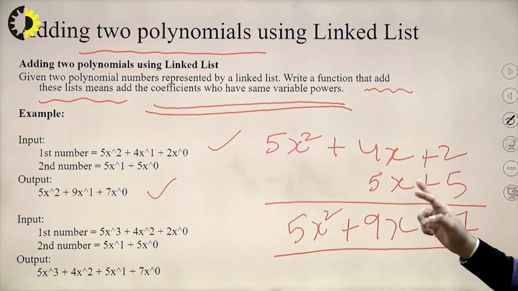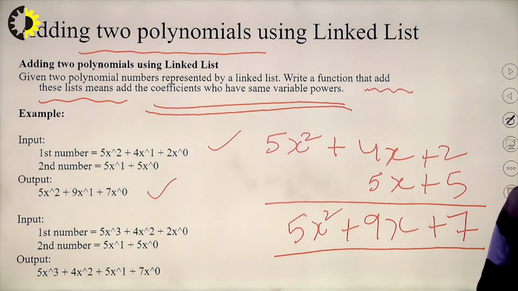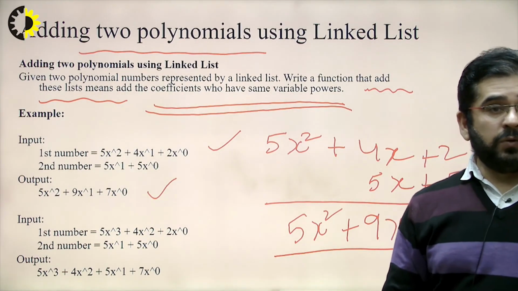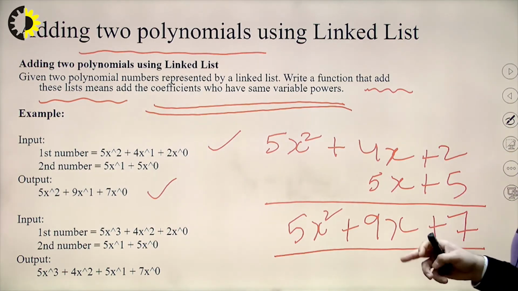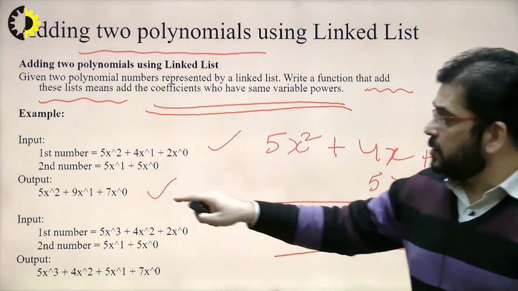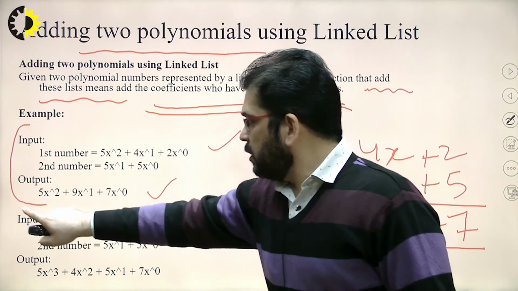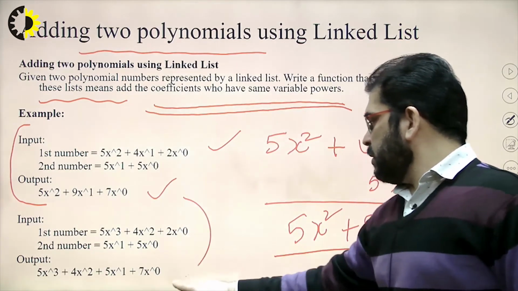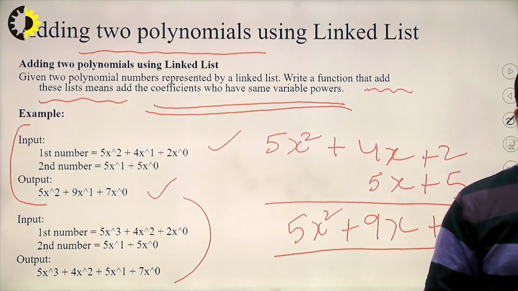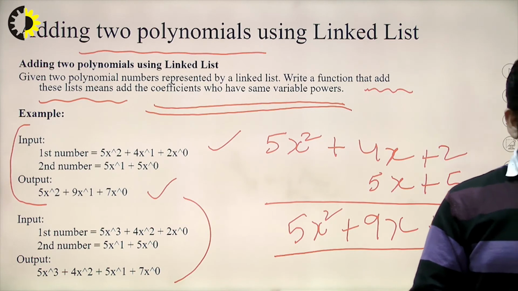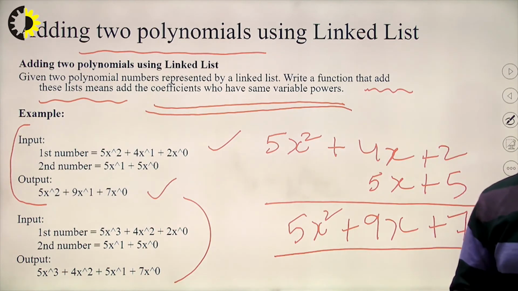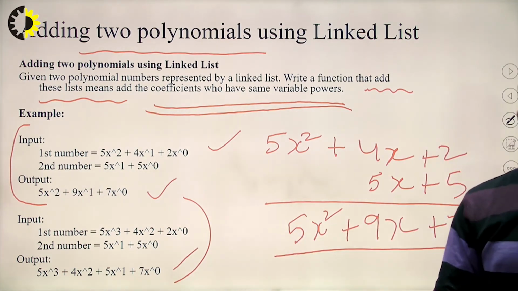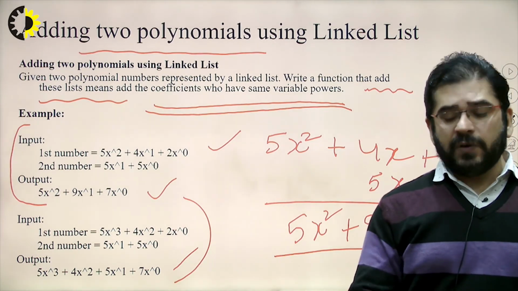You can see here I have added the coefficients with the same exponent values. So my result came 5x square plus 9x plus 7. 7x raised to power 0 means 7 itself. So this is the first example of polynomial addition. Similarly, one more example is given here. In the second example, the first polynomial is 5x cube plus 4x square plus 2x, and the second is 5x plus 5. So the output will become 5x cube plus 4x square plus 5x plus 7.